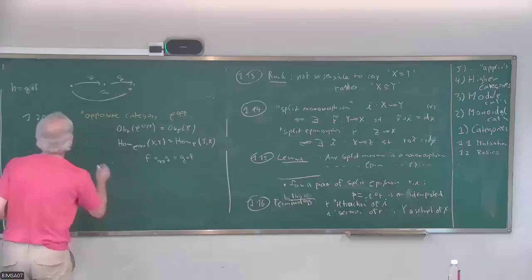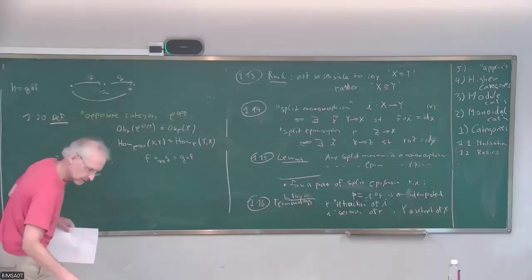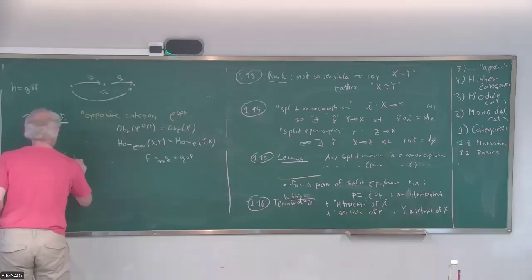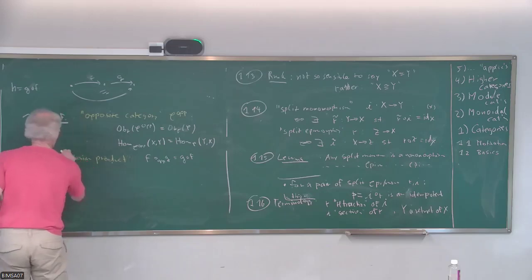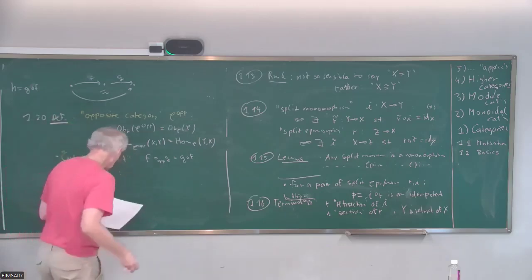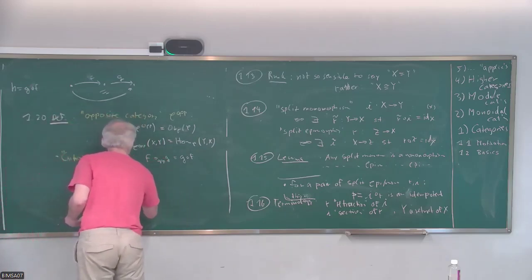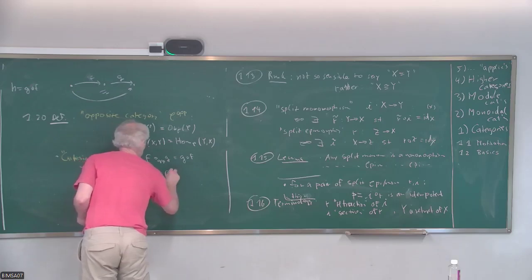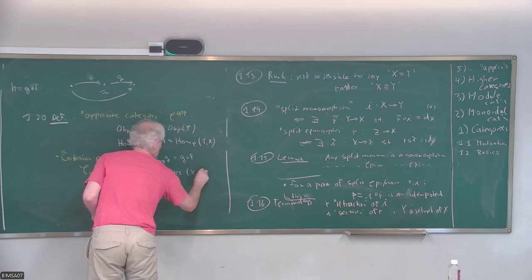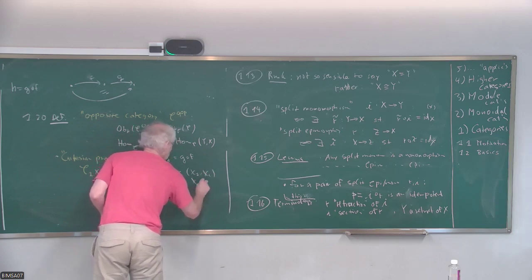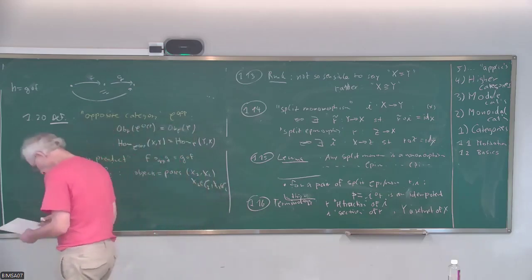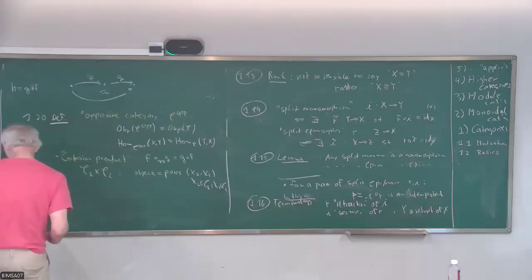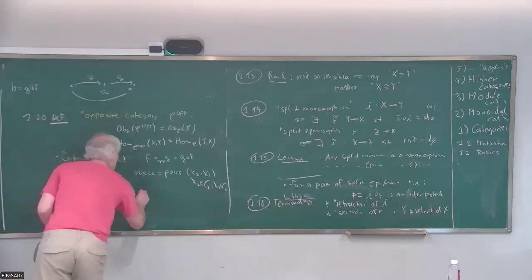Then there is the notion of Cartesian product of two categories, C1 and C2. This is the category where objects are pairs, say x1, x2, where x1 is an object in C1 and x2 is an object in C2, and analogously for morphisms.